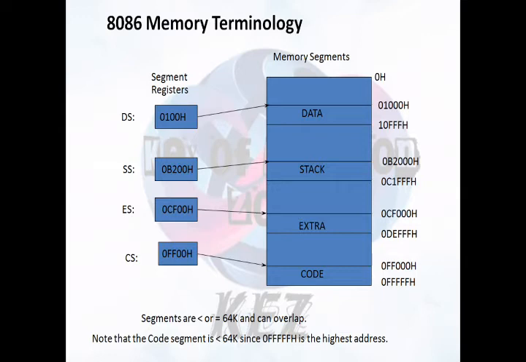So 64K, if it is transferred to the hex code, will be 0FFFFFH. This is the highest address. Got it? The segments are given on the screen. You can see from there, and I am telling you, up to 64K you will be able to get. So when I convert the 64K to the hex code, what will be generated? That will be the highest address.